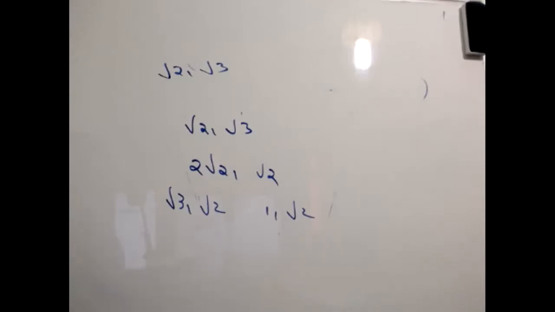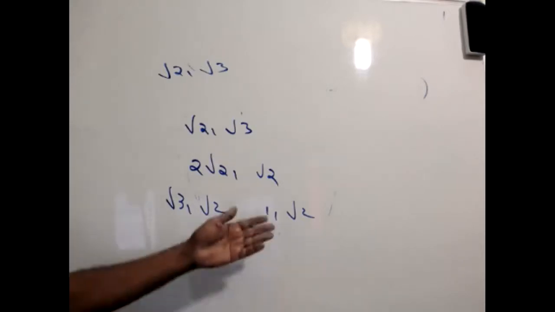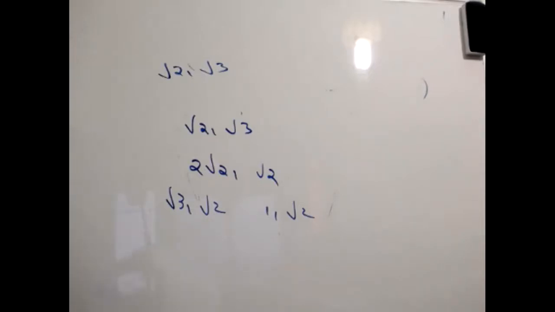Product of a rational and an irrational is irrational. Same, we can write 3 comma root 2. That is 3 root 2. Now clear?